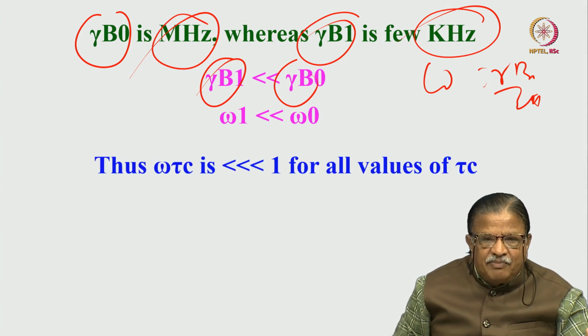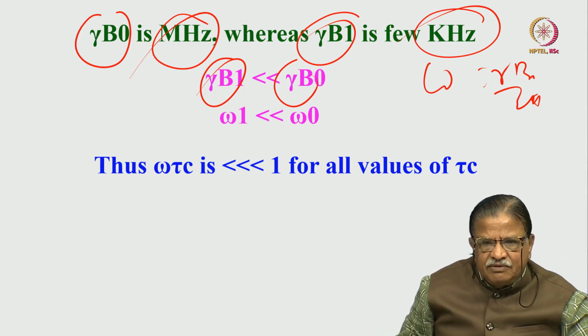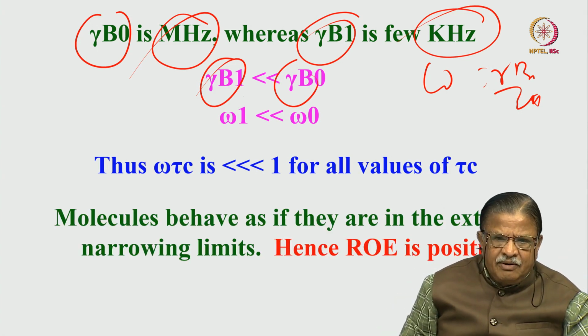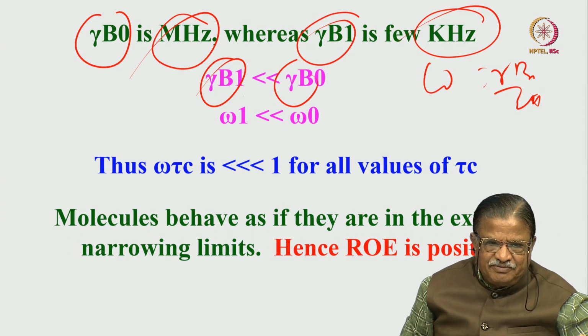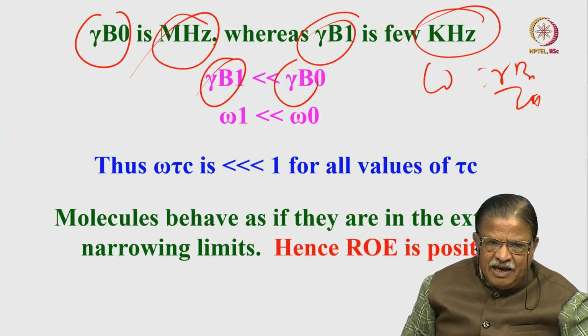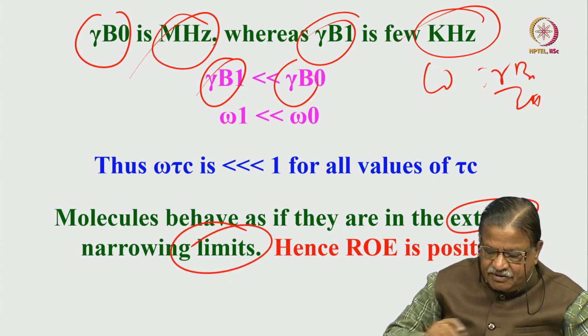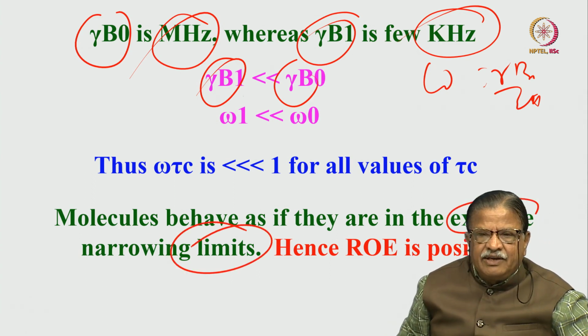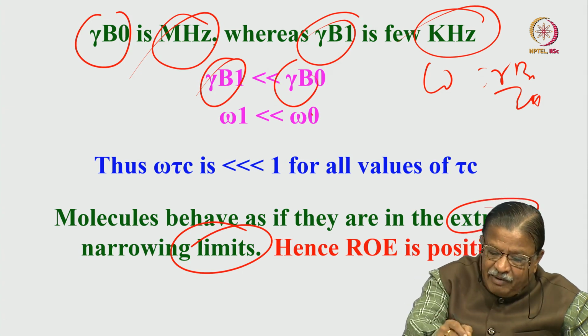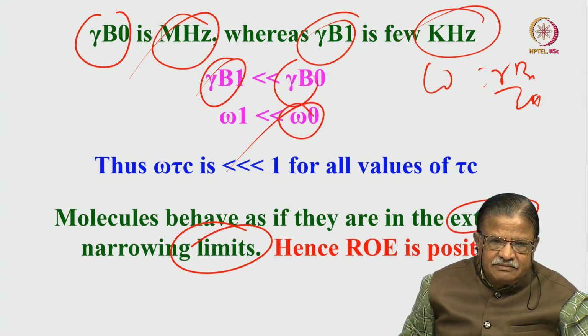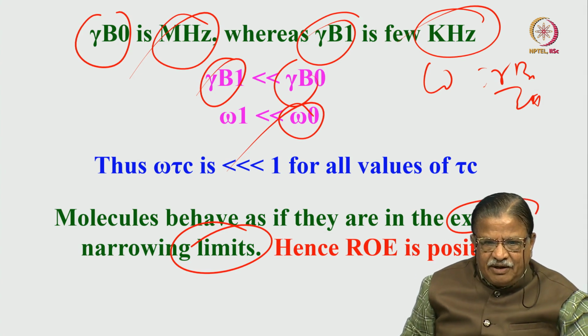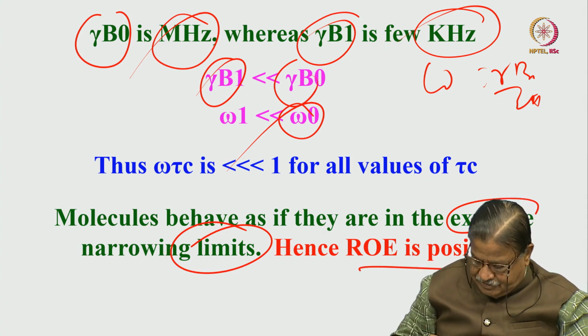Thus, for omega tau c smaller than 1, for all values of tau c, everything is positive. For omega tau c smaller than 1, molecules behave as if they are in the extreme narrowing limit. Hence, ROE is always positive. It is like a small magnetic field. It is in the extreme narrowing limit. Hence, ROE is always positive.